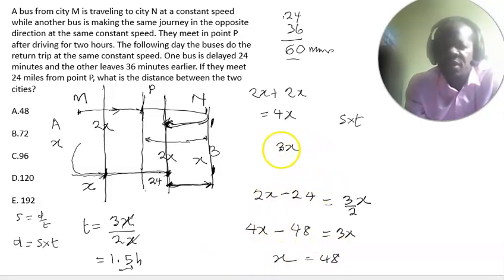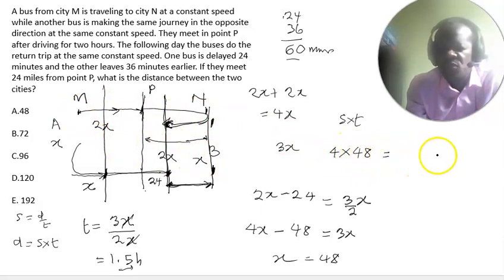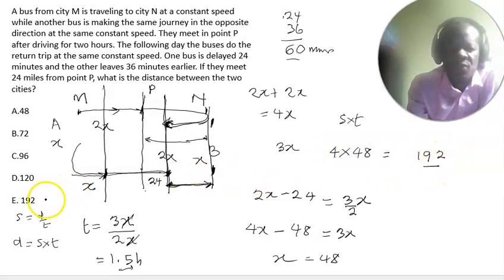Now remember, it is the value of x we need to calculate the distance between city M and N. So that distance will be equal to 4 times 48. 4 times 8 is 32, carry 3, 4 times 4 is 16 plus 3, 19, so 192. So that makes our answer E.